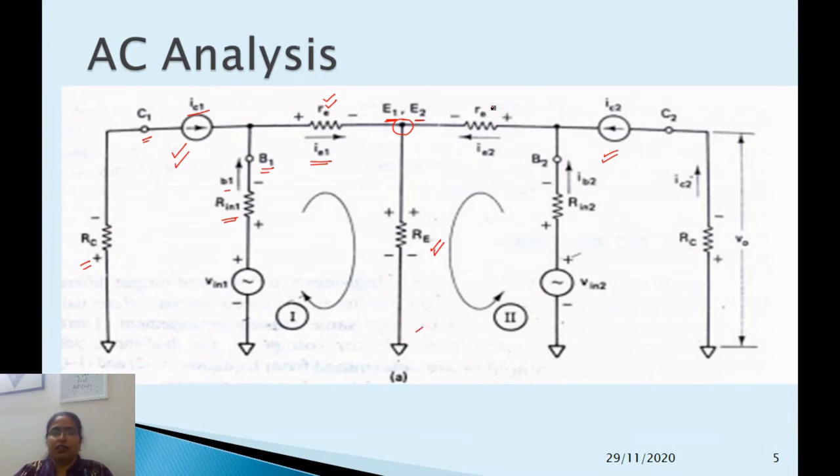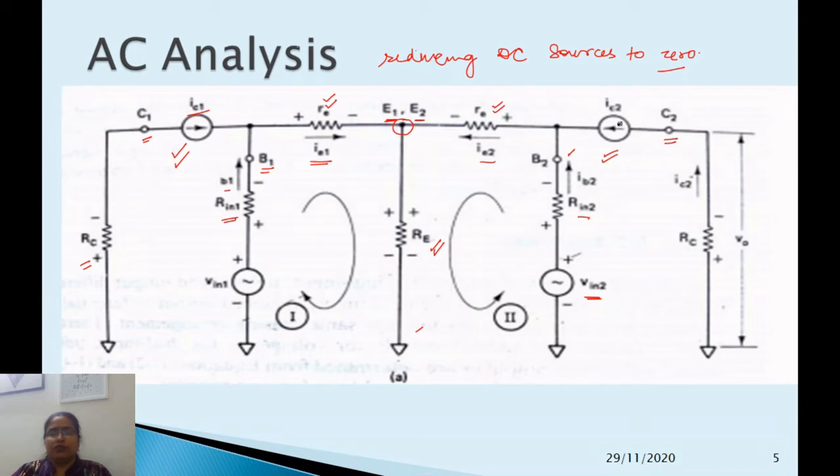This is the AC emitter resistance of the second transistor Q2. This is the IE2 current flowing. This is the B2 terminal. This is R in 2, this is V in 2. Because as we know, why is V in 2 there? Because for the AC analysis, we are reducing all the DC sources to 0. So you are not seeing any VCC or VEE here. So all these are reduced to 0.